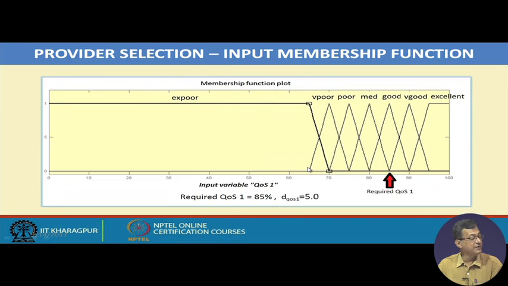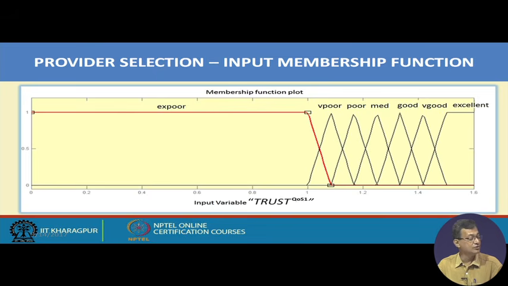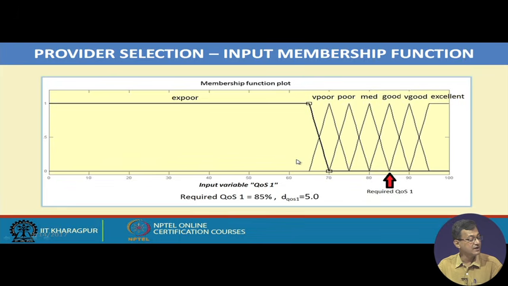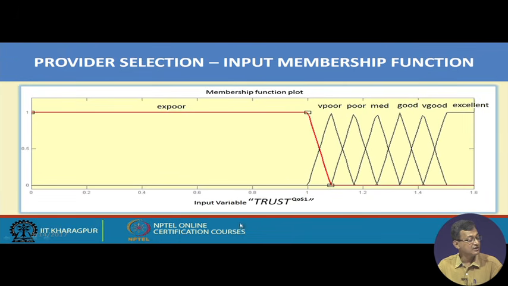So, in a typical scenario for this experimentation, the provider selection input membership function has different states like extremely poor, very poor, medium, good, very good, excellent. We use this input fuzzy membership function, based on the QoS.